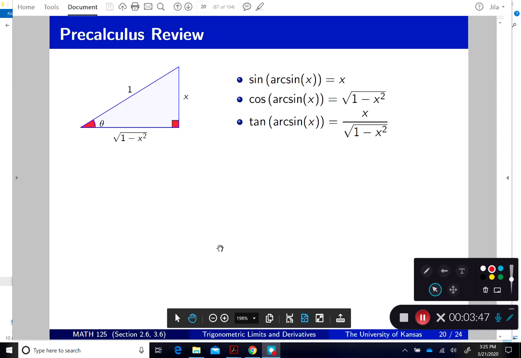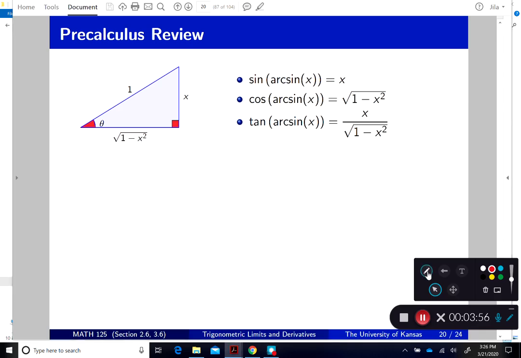So using the triangle, I can find that sine of arcsine of x is going to be x. Remember, this angle is still theta. Cosine of theta is adjacent divided by hypotenuse, so it's the square root of 1 minus x squared. Tangent of theta is going to be opposite over adjacent, which is given over there as well.